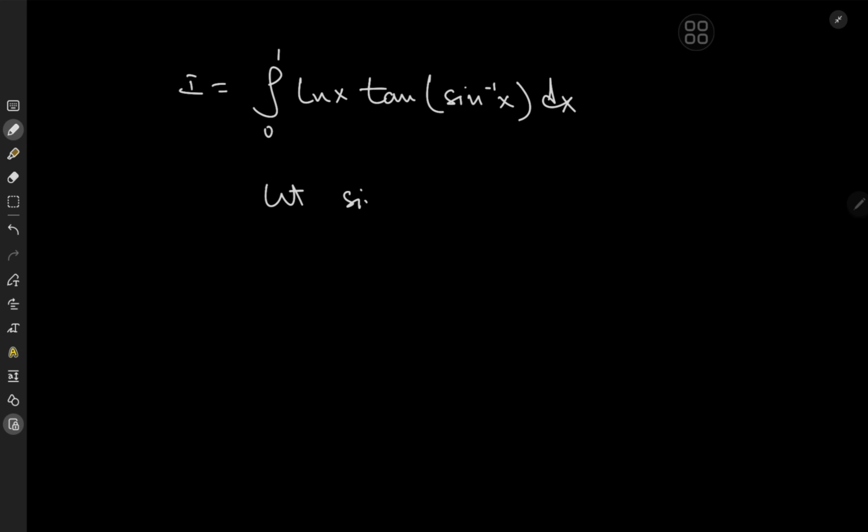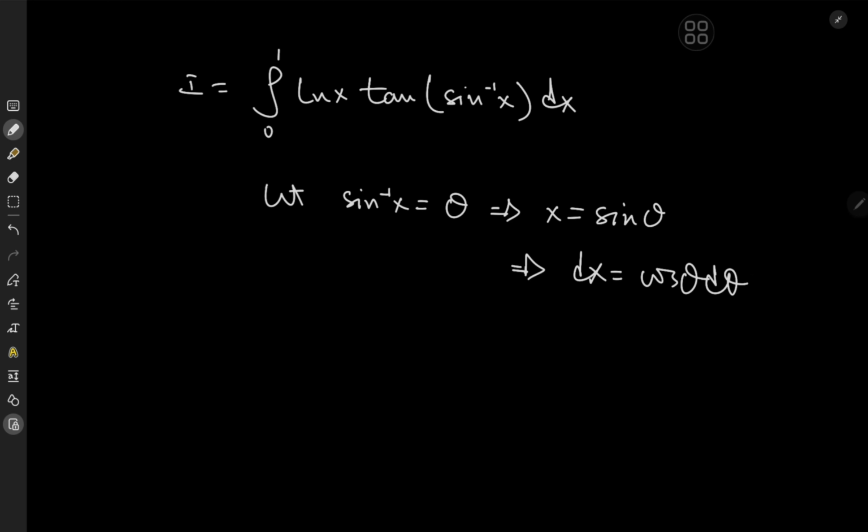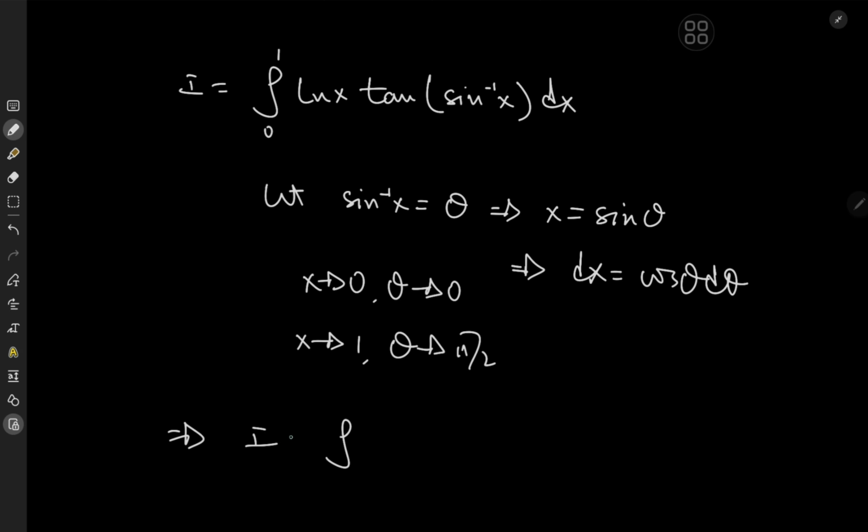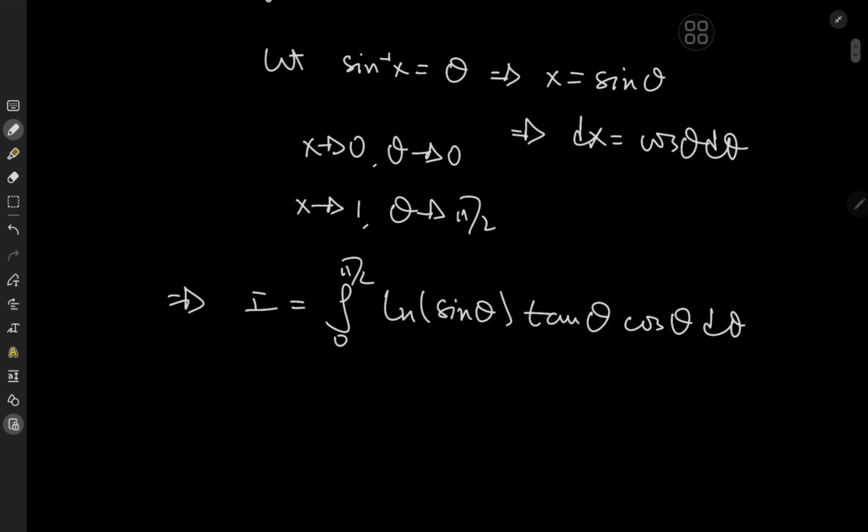So let's start by letting inverse sine x equal theta, which implies that x is just sine theta. And this further implies that dx is cosine theta d theta. Now, as x approaches 0, we have theta approaching 0 as well, and as x approaches 1, we have theta approaching pi over 2. So this implies that I here is now just the integral from 0 to pi over 2 of log sine theta times tangent of theta, and dx is just cosine theta d theta.